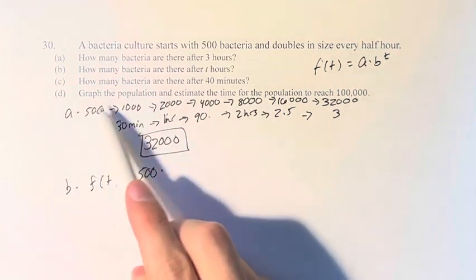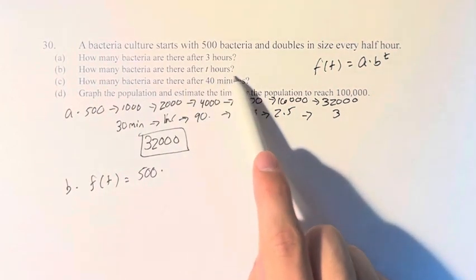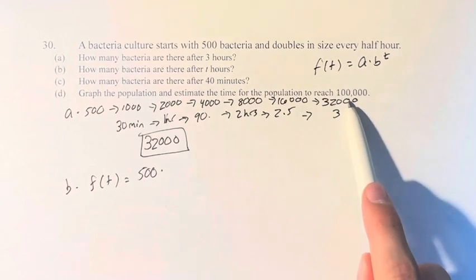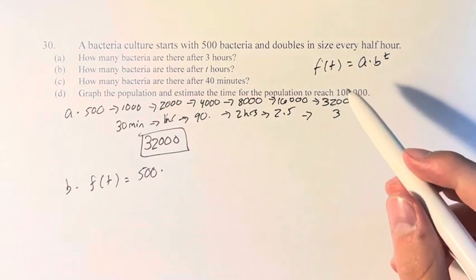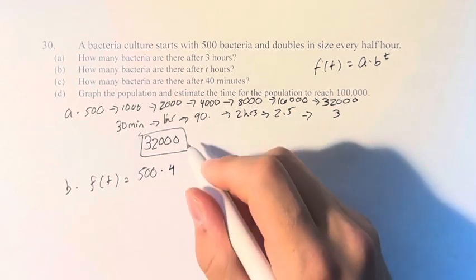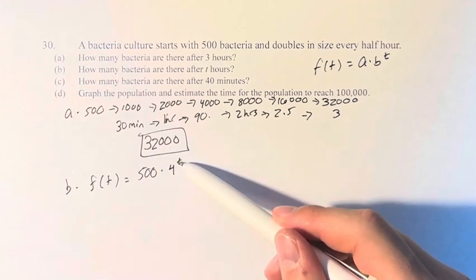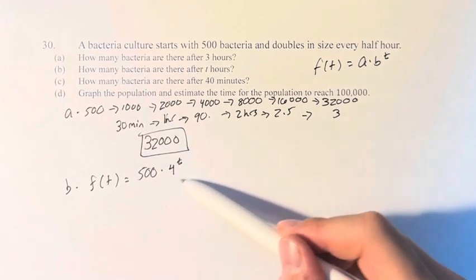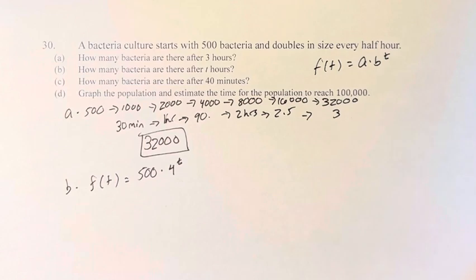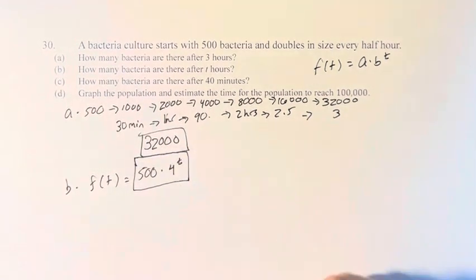In 1 hour, we went from 500 to 2,000, right? That's times 4. 4 times again, 8,000 for 2 hours, 4 times again for 32,000 for 3 hours. So we're going up by a factor of 4 every hour. So if it's 4 cubed, we're multiplying by 4 3 times, which gets us 3 hours. So this is the expression that it wants.